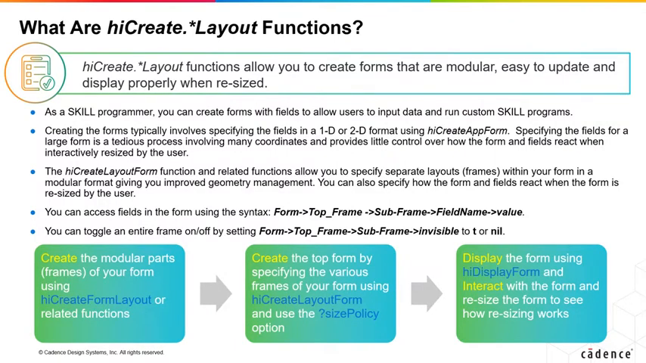Now let's take a look for a moment at the flow that you might use to create these. So first of all, you're going to create the modular parts or frames of your form using HI create form layout or related functions. Then you're going to create the top form by specifying the various frames that you created in the previous step using the HI create layout form function.